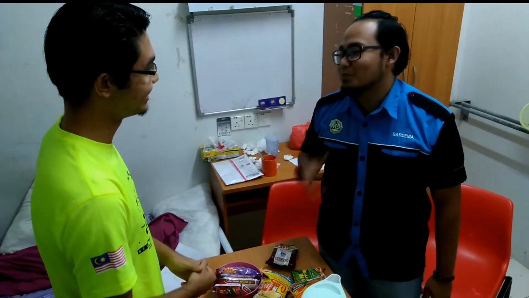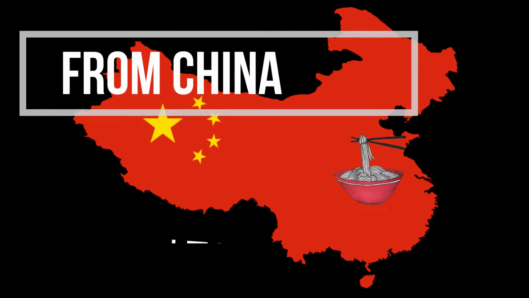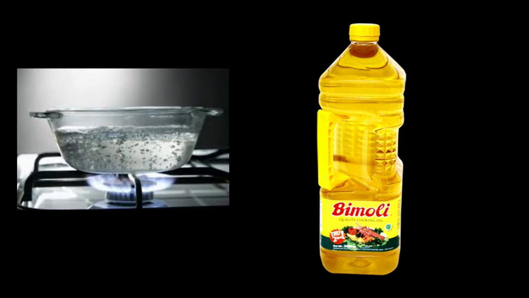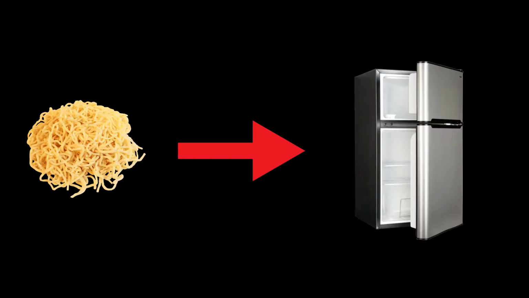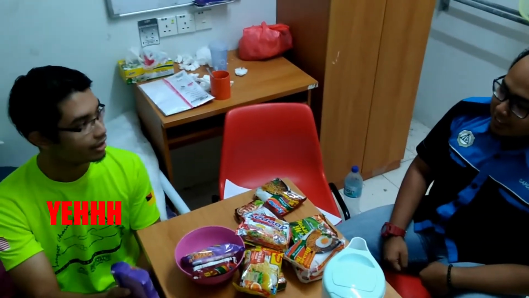So, why did you come here? I come here because I want to pass on information. What is noodle? Noodles are a staple food made from some types of unleavened dough. Noodles originated from China and are called mian. They are usually cooked in boiling water, with cooking oil also added, pan fried or deep fried. They can also be refrigerated for short-term storage or dried and stored for future use. And that is all about noodle. But not all, I will tell you. Yes, from China. Mian.